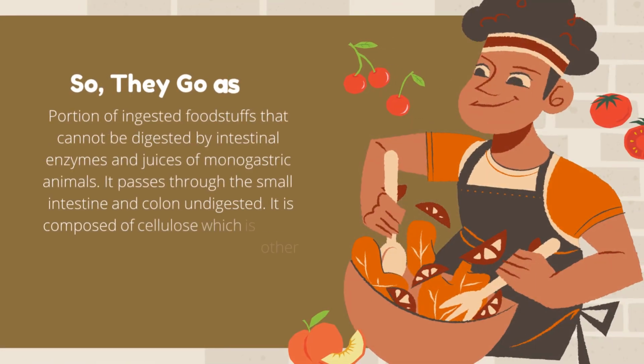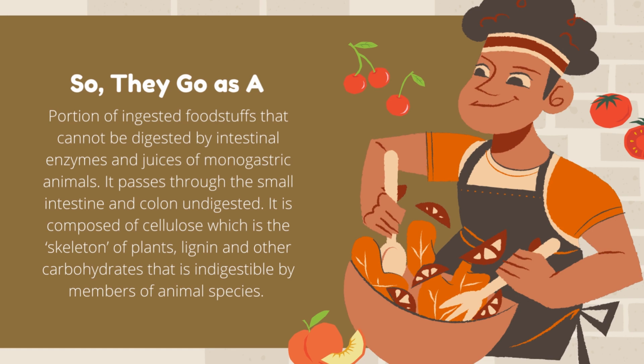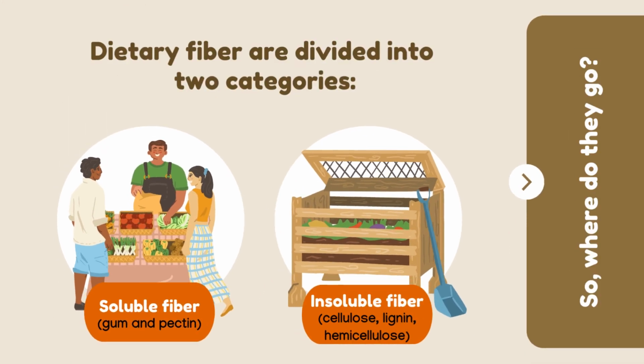So, before we begin, we need to know what dietary fiber is. Dietary fiber is a portion of ingested foodstuffs that cannot be digested by intestinal enzymes and juices of monogastric animals. It passes through the small intestine and colon undigested. It is composed of cellulose, which is the skeleton of plants, lignin, and other carbohydrates that are indigestible by members of animal species. There are two types of dietary fiber categorized based on their physical characteristics and effects on the body, which are insoluble fibers, cellulose, hemicellulose, lignin, and also soluble fibers, which are gum and pectin.